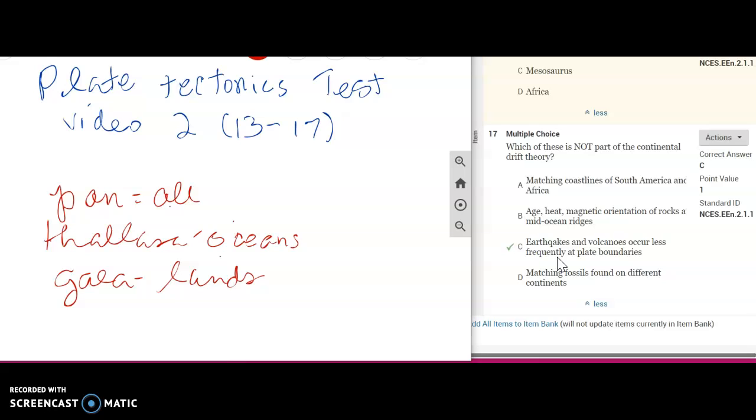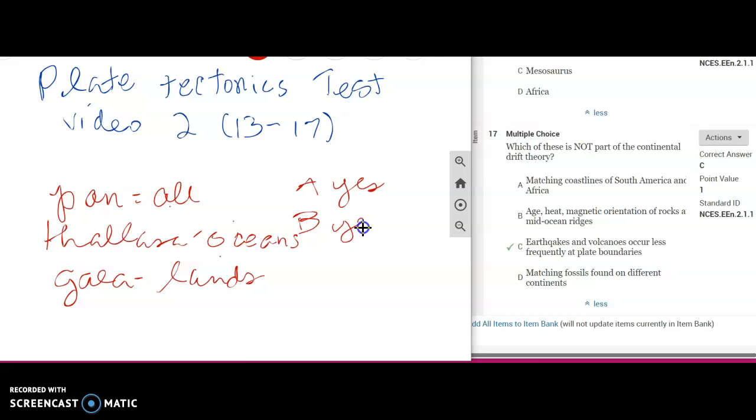17 was also just a definition. Which of these is not part of the continental drift theory? If you're looking at the continental drift theory, it did say that your coastlines of South America and Africa match. So A is yes. Remember, if it's asking which one's not part, you want to look at the answer choices and answer them yes or no. The one that's no is the correct answer. B, age, heat, magnetic orientation of rocks at mid-ocean ridges. They change and orient themselves, and you can match them up as they've shifted across time. So that was definitely part of the continental drift theory.